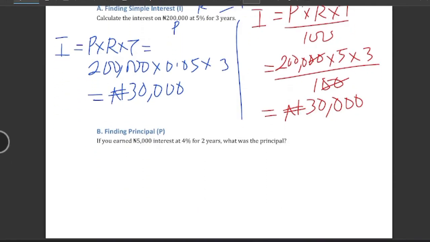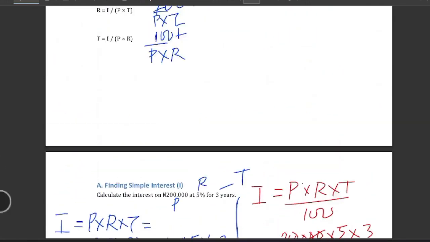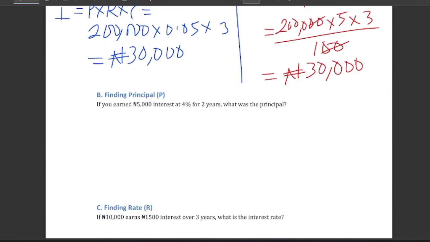Alright, so the next is when we are looking for the principal. Don't forget I've given you the formula here. Even if you forget it, if you know the first formula, don't disturb yourself, just rearrange the formula using this. So if you earned 5,000 naira interest, can you see that this is interest, not the principal? The interest is here, at 4%. This is the rate, for 2 years. This is the time.